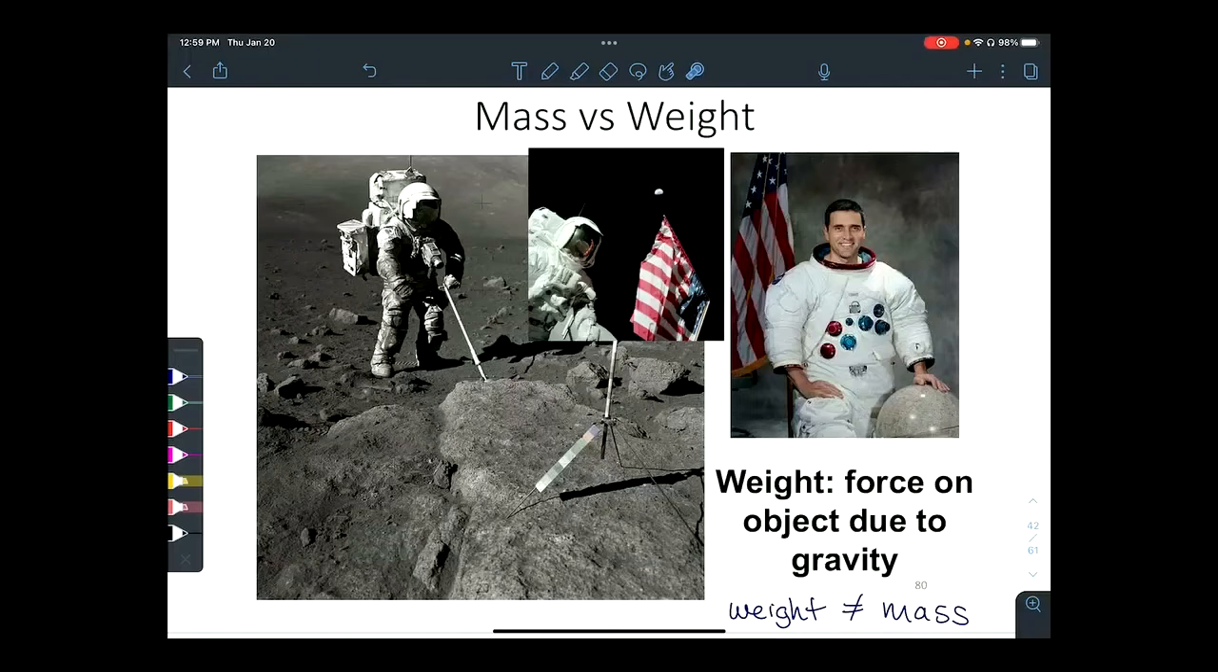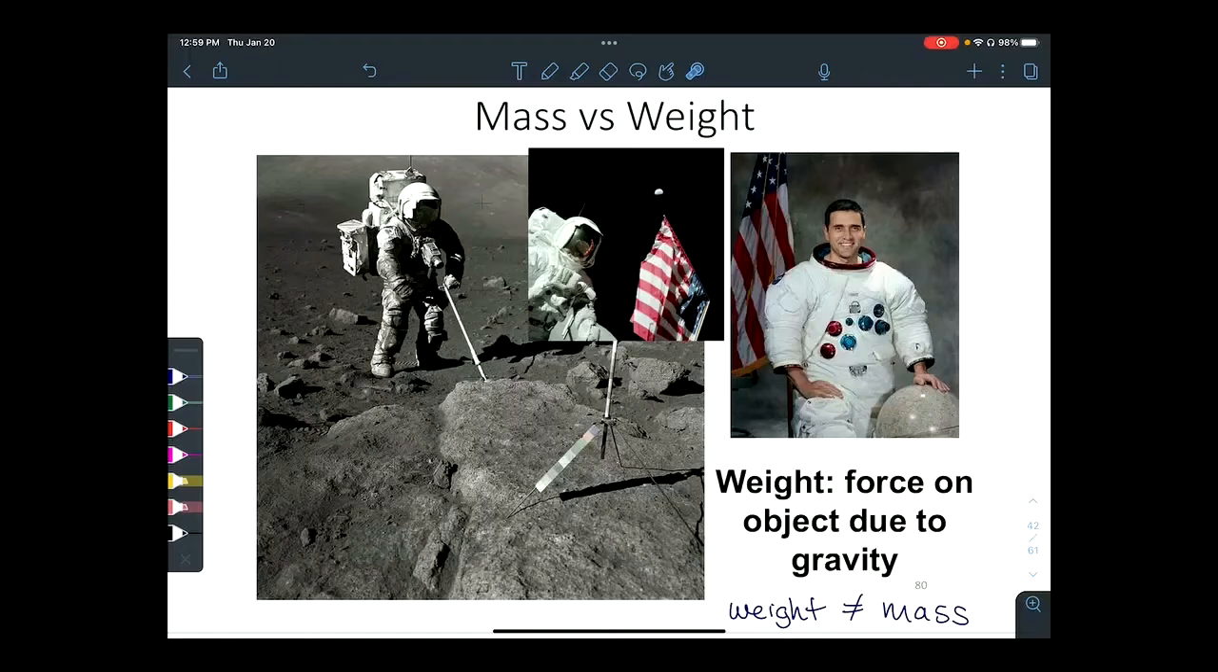But think about when the astronauts went to the moon and they were bouncing on the moon. People will say, oh, they feel weightlessness, because on the moon there's less gravity. But the question is, when Lance Armstrong went to the moon, did he lose the amount of matter of his body? No. On the moon, he has the same amount of mass as he does on Earth, but his weight is different, because gravity is different on Earth versus the moon.